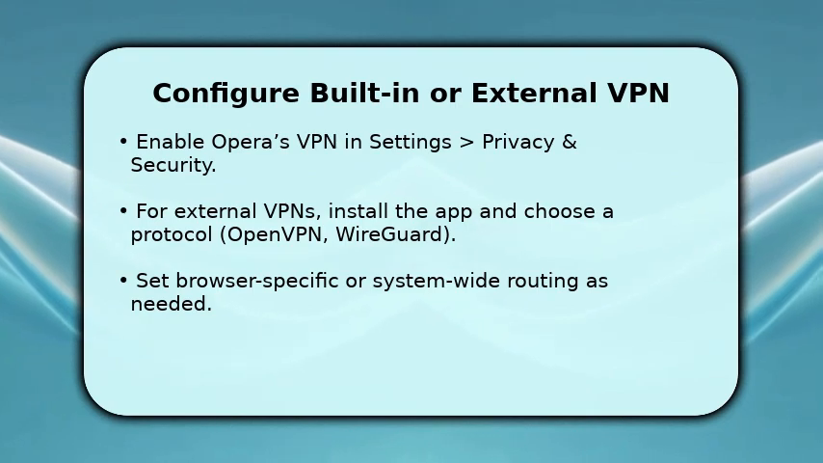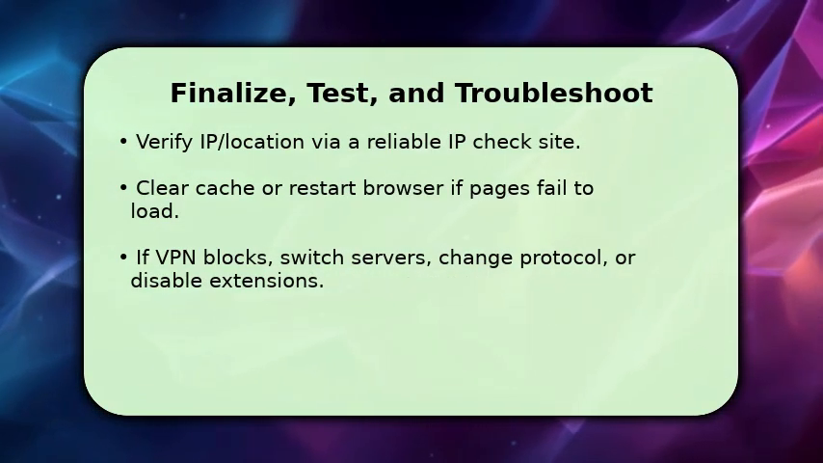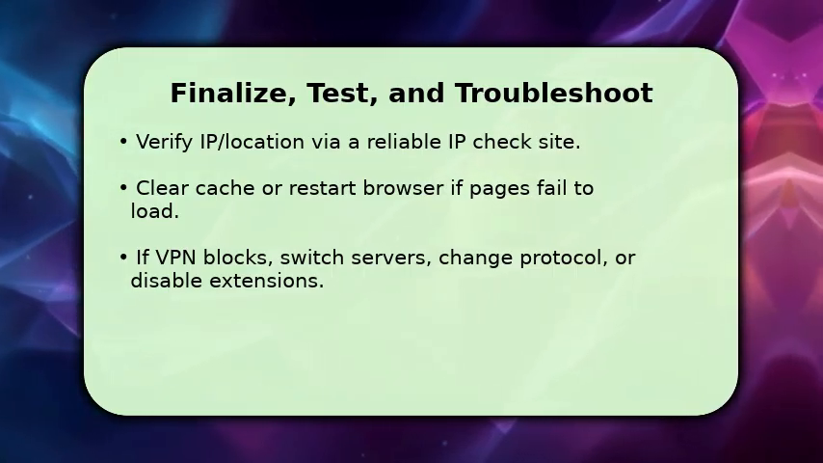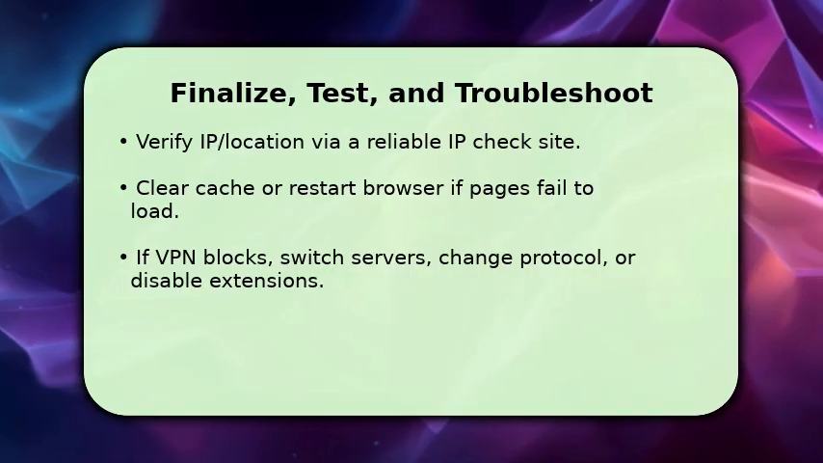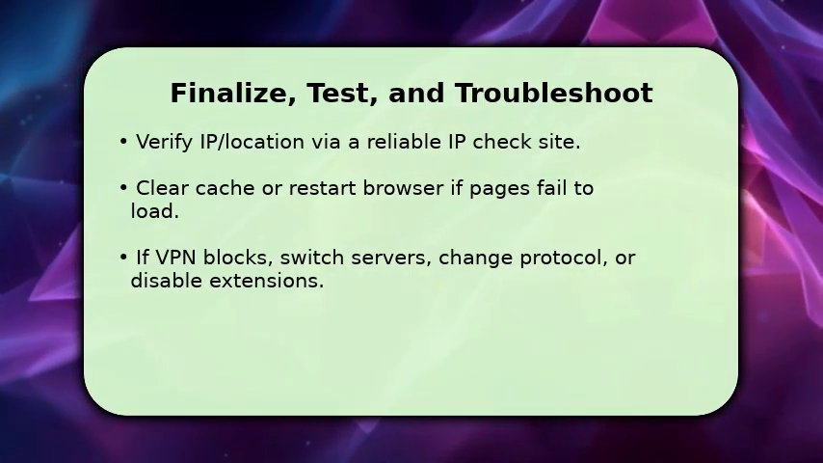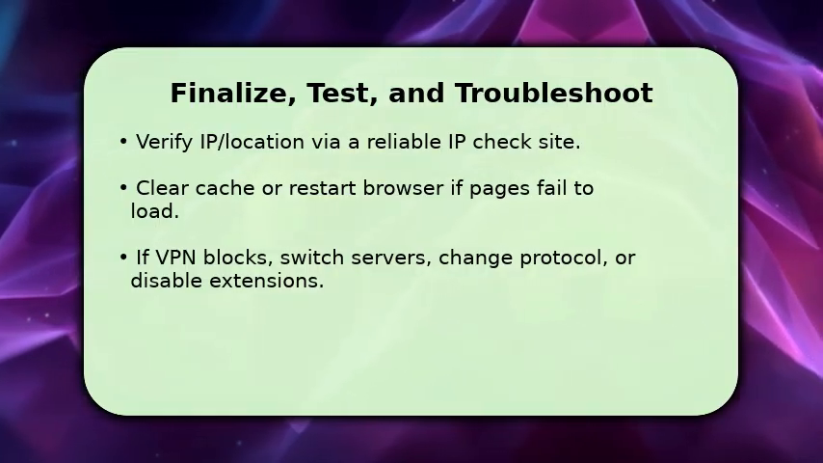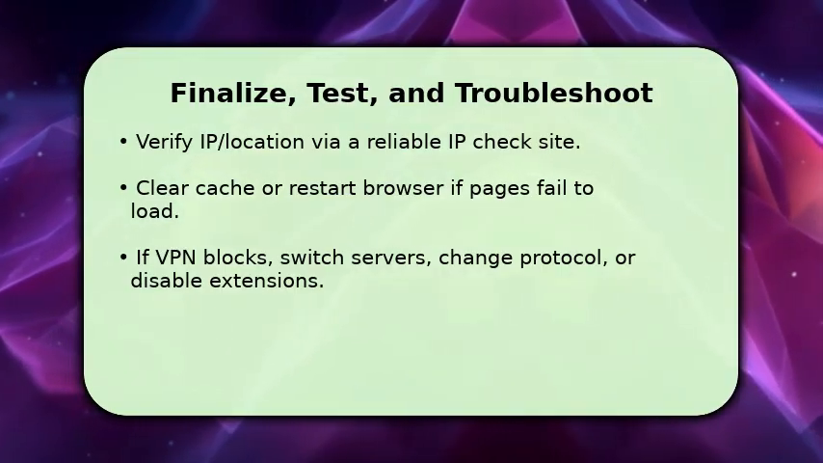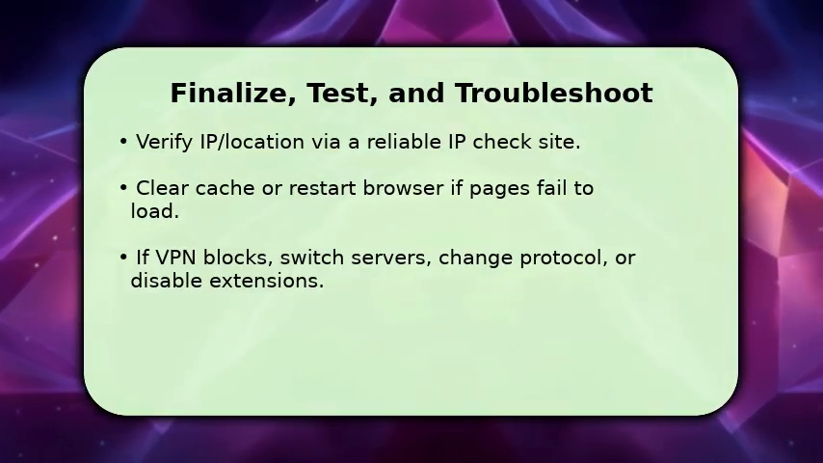Finish by testing functionality. Visit an IP check site to confirm your new address and location. If sites load slowly or fail, clear Opera GX's cache and reload tabs or restart the browser. Sometimes DNS or cached routes cause issues. If pages are blocked, switch VPN server regions or change the protocol in the VPN app or Opera settings. If problems persist, disable browser extensions briefly to rule out interference. That single troubleshooting step often resolves connection issues.